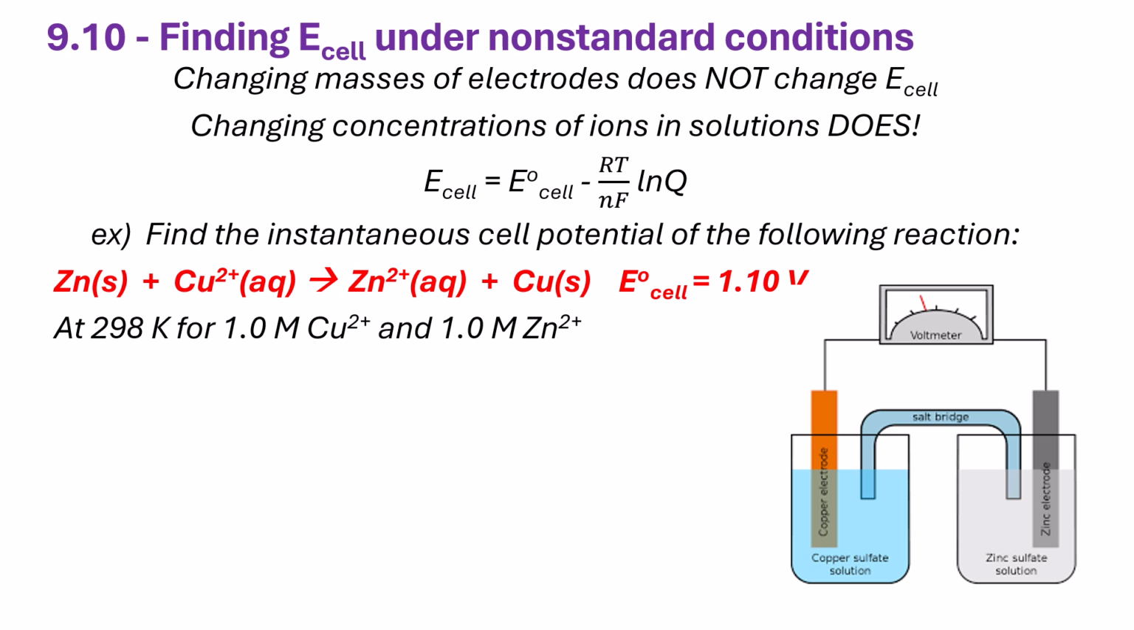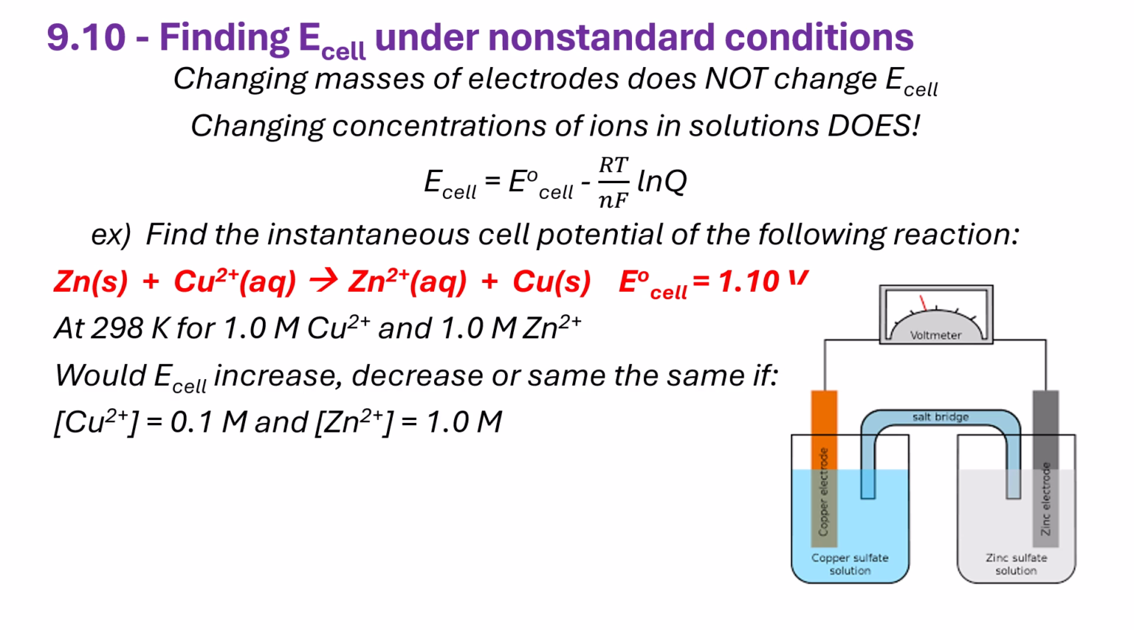And if Q is equal to 1, well, the natural log of 1 is 0, which means that the product of all of this mess times 0 is 0, and I'm not subtracting anything from my standard cell potential. So that's why all of this goes away if we're at standard conditions. But what if we are not, right? So this is what we're talking about today. Would E cell increase, decrease, or stay the same if the copper concentration dropped down to 1/10 of standard, so 0.1 molar, and the zinc is going to stay at standard conditions?